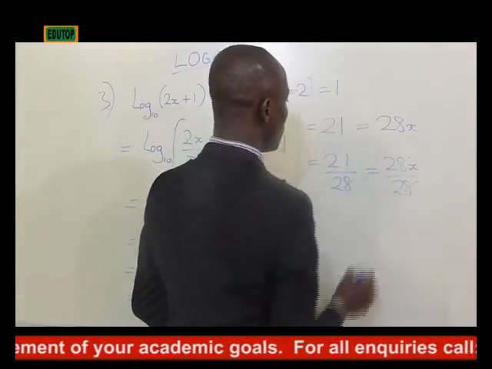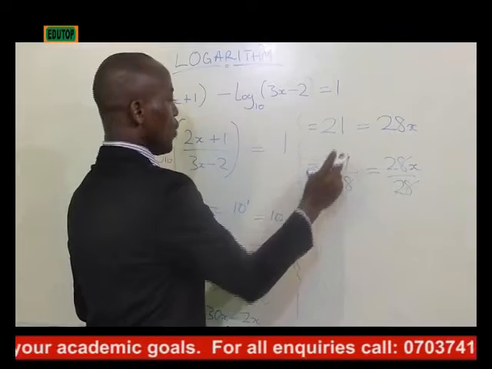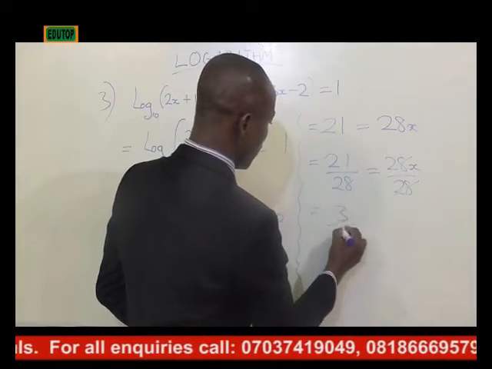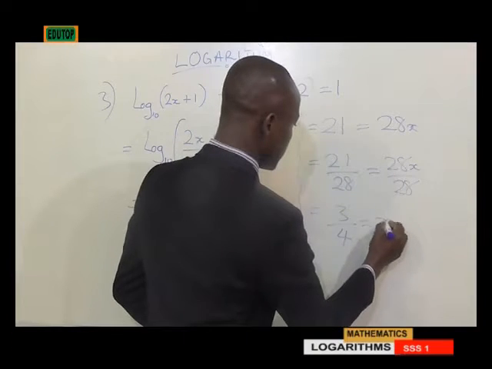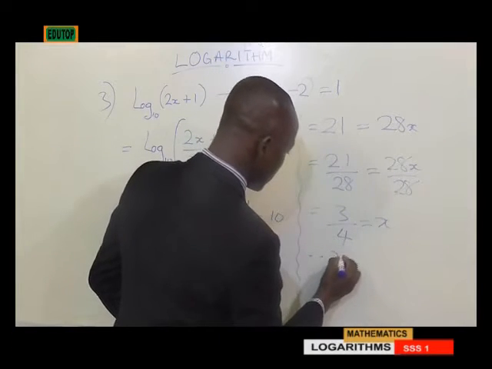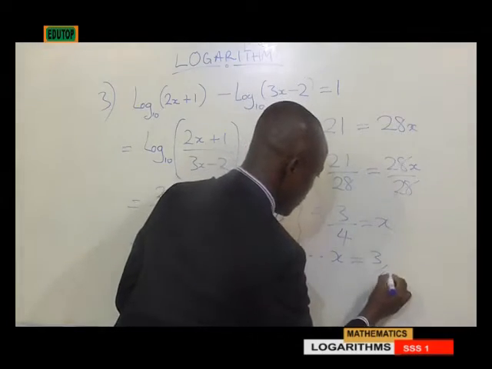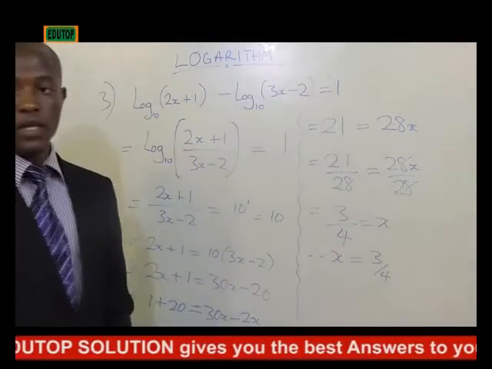This 28 will cancel this 28. Now, we'll divide by 7. That will be 3 all over 4 is equal to x. Therefore, x is equal to 3 all over 4, which is the final answer.